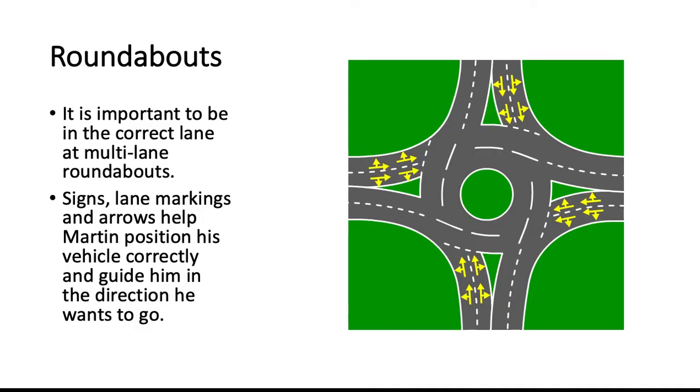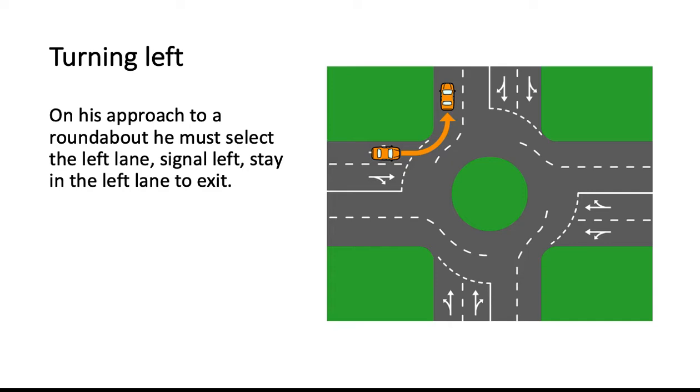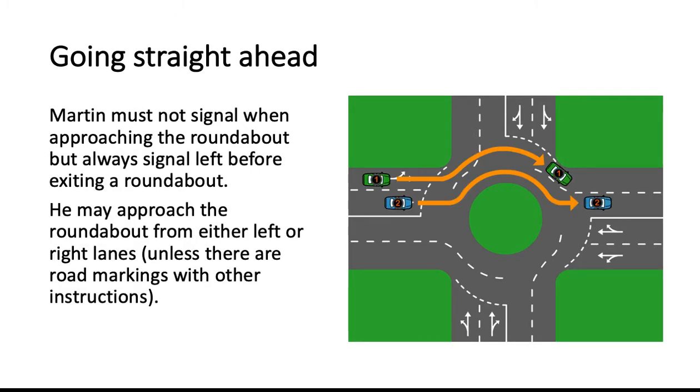Okay, there were some issues at roundabouts as well with signalling. It is important to be in the correct lane at multi-lane roundabouts. Signs, lane markings and arrows help Martin to position his vehicle correctly and guide him in the direction he wants to go. On his approach to a roundabout, he must select the left lane, signal left, and stay in the left lane to exit.